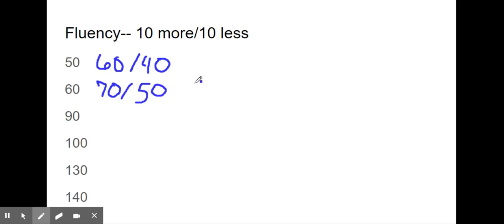Okay, I'm going to pause. Pause me now. See if you can quickly do the other 10 more or 10 less, and then you can check your work. Do it on a dry erase sheet or do it in your notebook. Go ahead and pause.